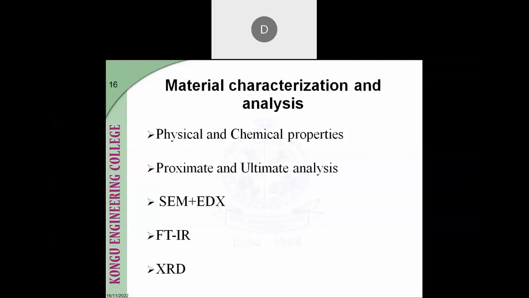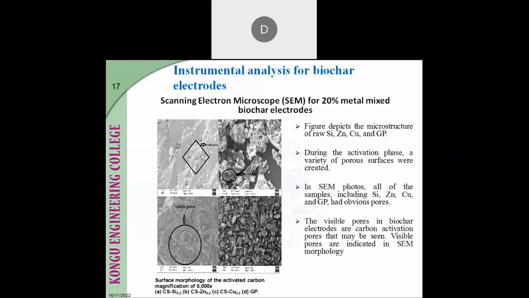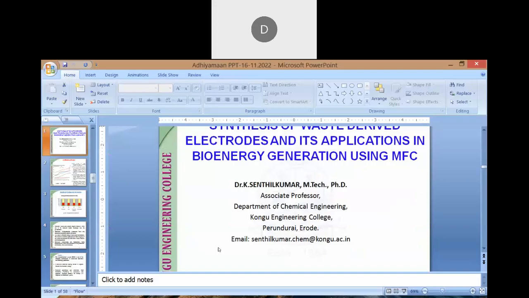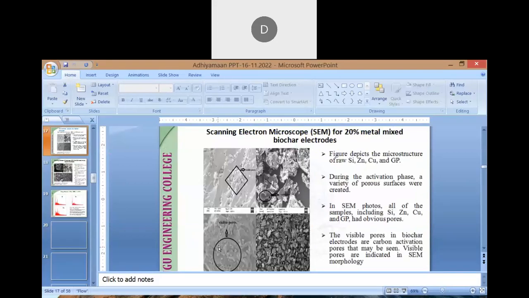And now, yes. So this is what we have discussed, right? Now we will discuss the analysis part. So far, if you have any doubt, you can ask, so that afterwards we will discuss the instrumental analysis of biochars. Whenever you have any doubt, you can ask.